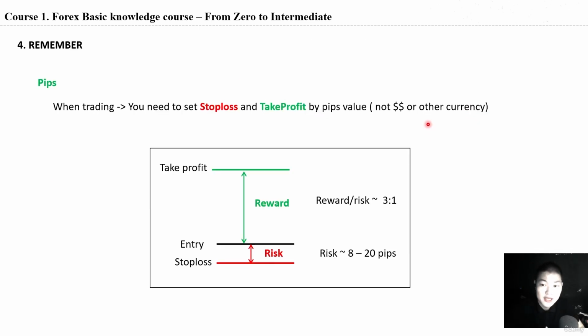And the last one, the key thing you need to remember when you learn about definitions in forex: for pips, when you're trading, you need to set the stop loss and take profit by pip values, because all price movement is calculated by pips, not by USD. And one more thing, the ratio from entry to take profit and from entry to stop loss needs to be set very high, like 3 times. Normally, I recommend you set this ratio bigger than 2.5 times, but normally 3 times is a good value for the reward per risk ratio.